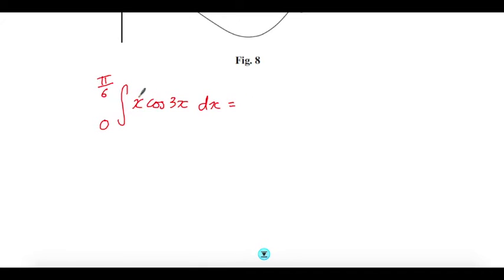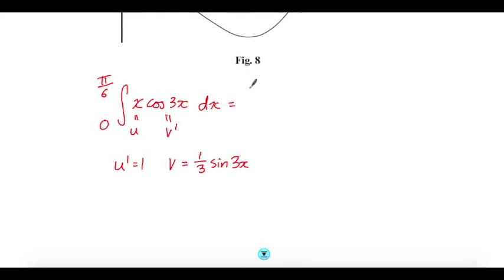So in this case, we need to decide which one's going to be u and which one's going to be v dash. So you want to end up with something nice to integrate as the second term. Okay, if you haven't revised integration by parts, this might make no sense to you. So I'm going to make x be u, and I'm going to make cos 3x be v dash. So u dash will be 1, and v will be a third sine 3x. Okay, you should be able to integrate that by inspection.